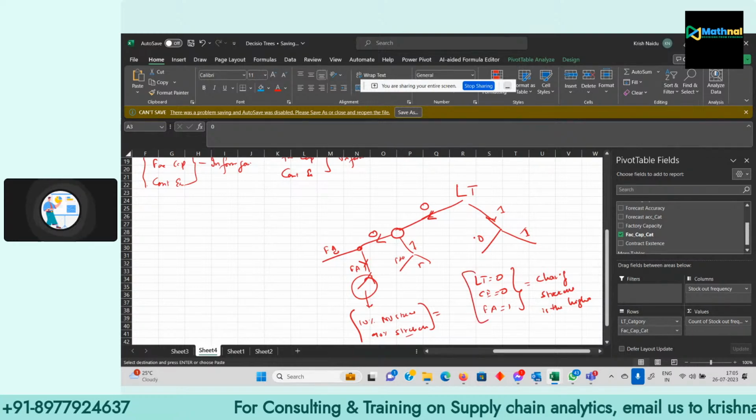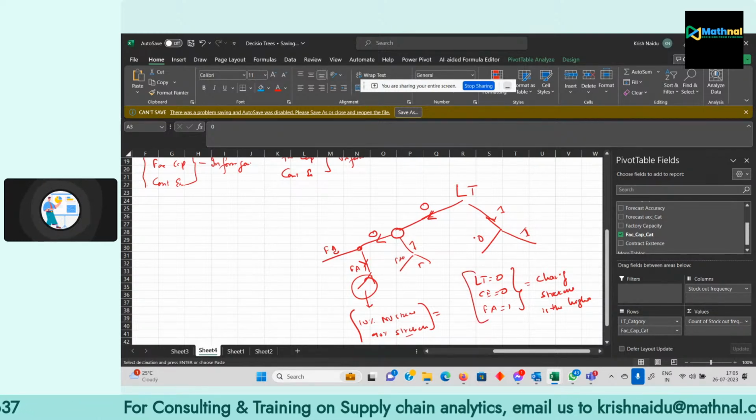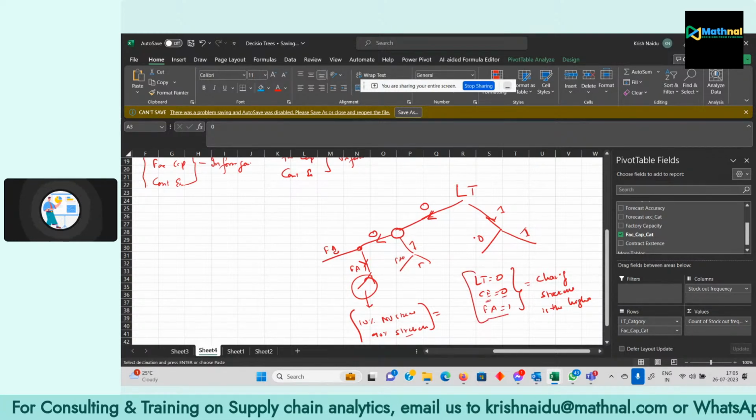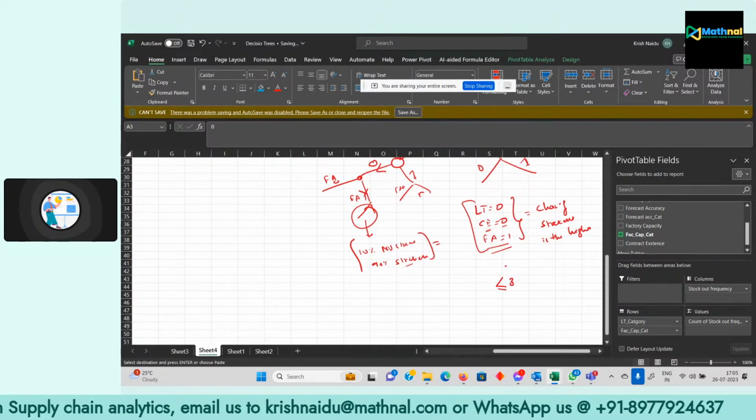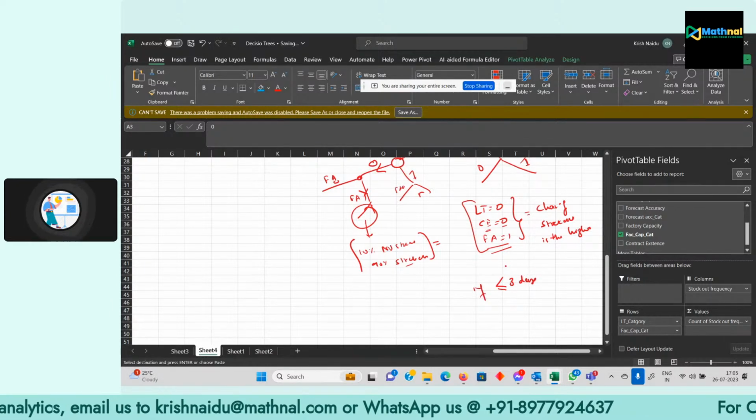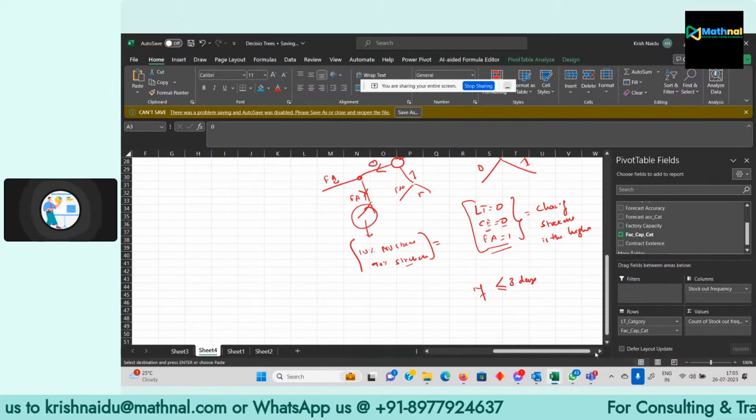So it's a very clear decision we're getting now. If lead time is equal to zero, contract existence equal to zero, forecast equal to one. What is lead time equal to zero? Lead time equal to zero means the lead time is less than 3 days. If the lead time is less than 3 days, contract existence equal to zero.